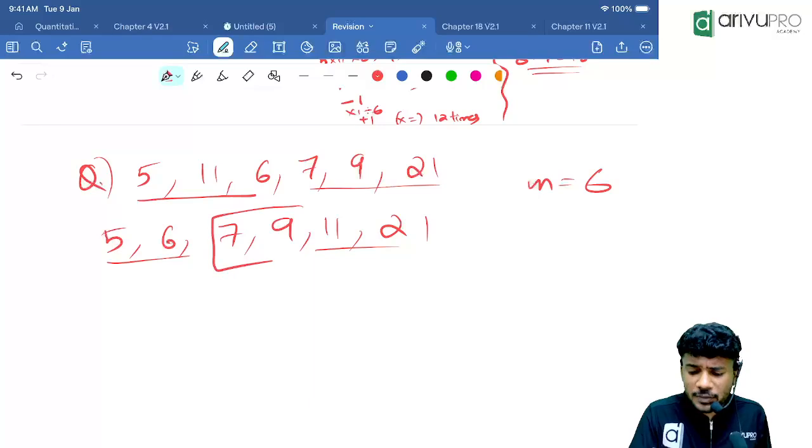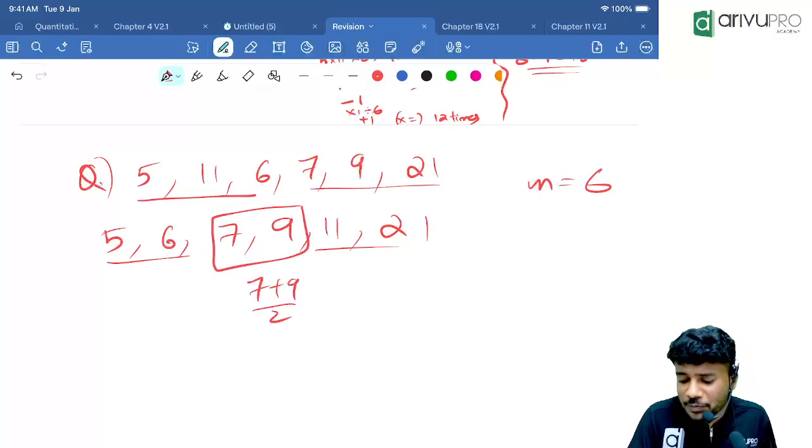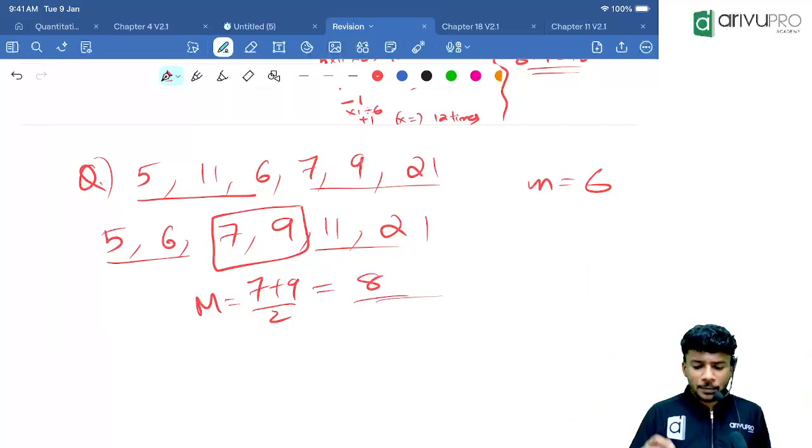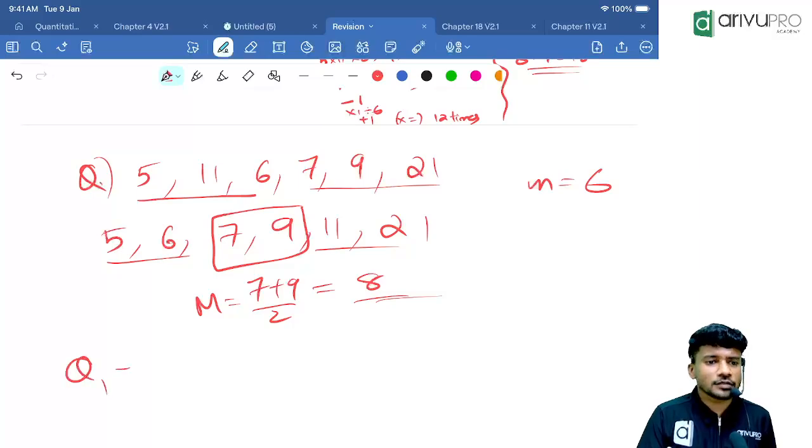So how to find the median? Average of the middle two values. 7 plus 9 divided by 2 is our median. How much is it, people? 8. Everyone got the median.